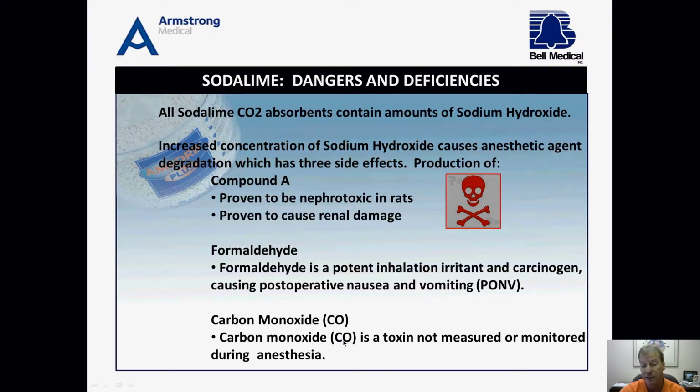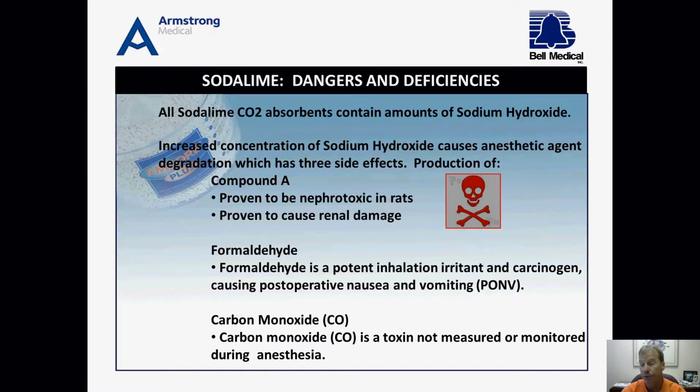And then carbon monoxide. Carbon monoxide, obviously, it's basically tailpipe gas. It attaches to oxygen and fools the system into thinking that it's got oxygen in it, yet it's not able to be used by the muscle tissues because it's bound with CO. So carbon monoxide basically is a toxin that you would not want to deliver. So those are the 3 toxins that any soda lime that has sodium hydroxide can produce.